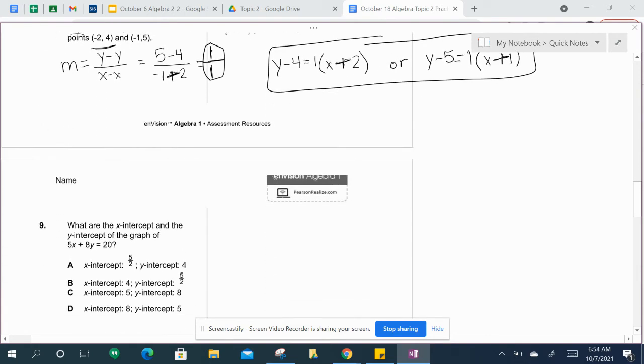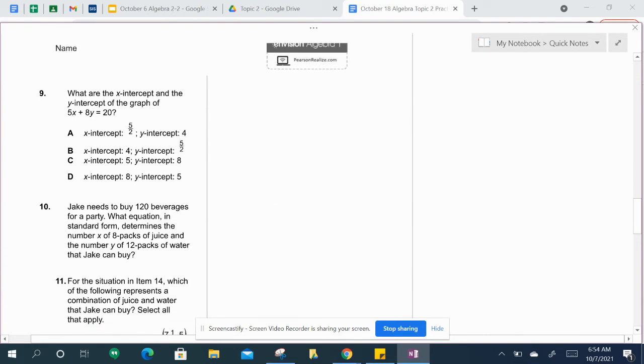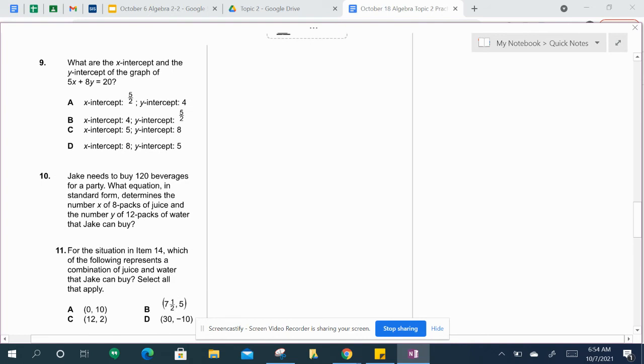All right, moving on to number 9. This one kind of reflects back to number 7. It's asking for the x-intercept and the y-intercept. And so starting with this one, if I'm finding the x-intercept, I'm going to put a 0 in for y. That eliminates that term, and I'm left with 5x is equal to 20. Dividing each side by 5, I get x is equal to 4, telling me my x-intercept is at 4.